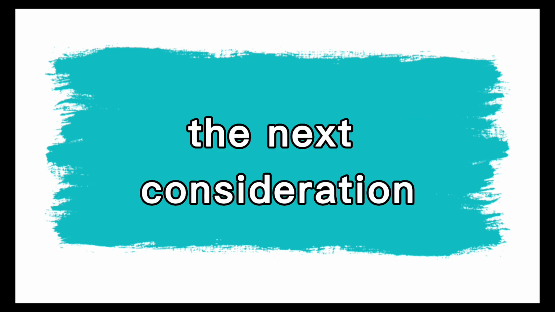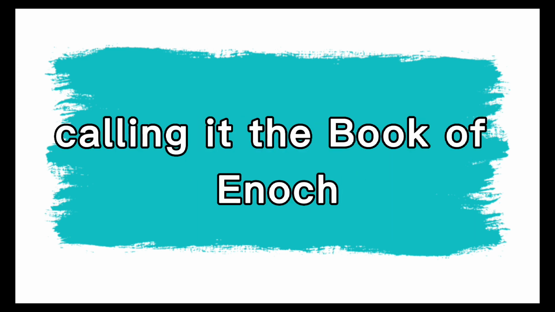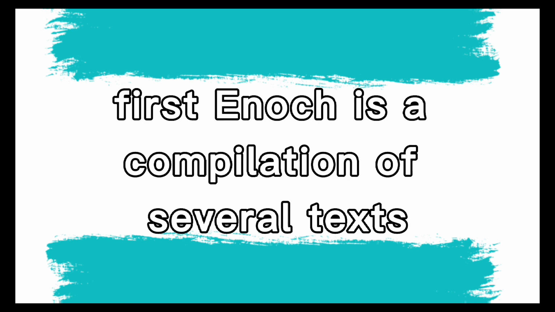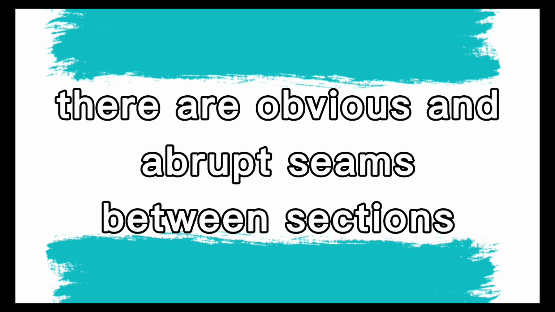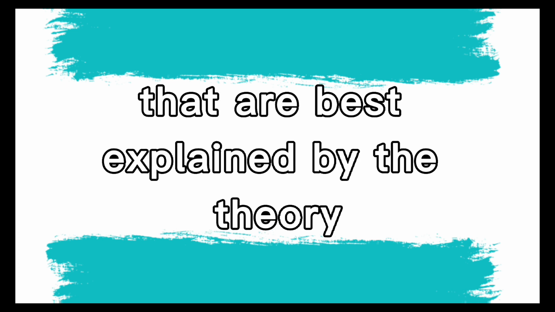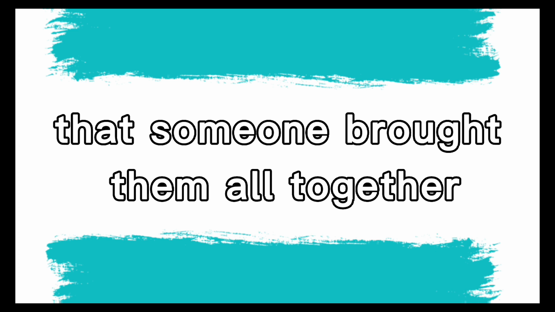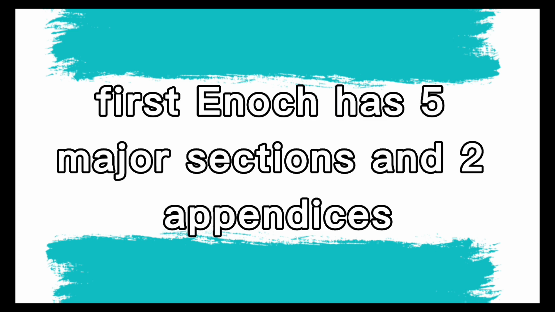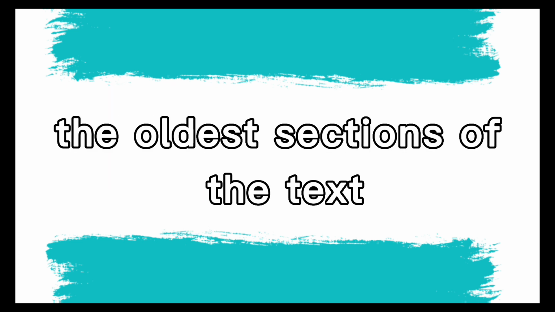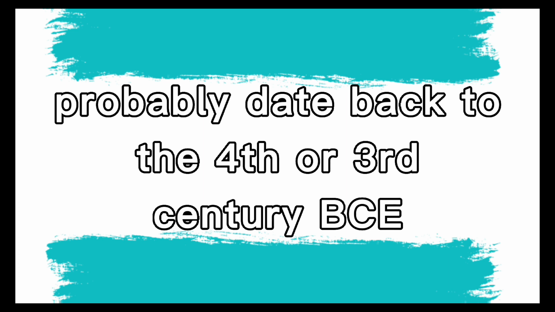The next consideration, calling it the Book of Enoch is kind of a misnomer. First Enoch is a compilation of several texts stitched together. There are obvious and abrupt seams between sections that are best explained by the theory that someone brought them all together into a compilation sometime in the past. First Enoch has 5 major sections and 2 appendices, which you can see on screen. The oldest sections of the text probably date back to the 4th or 3rd century BCE.